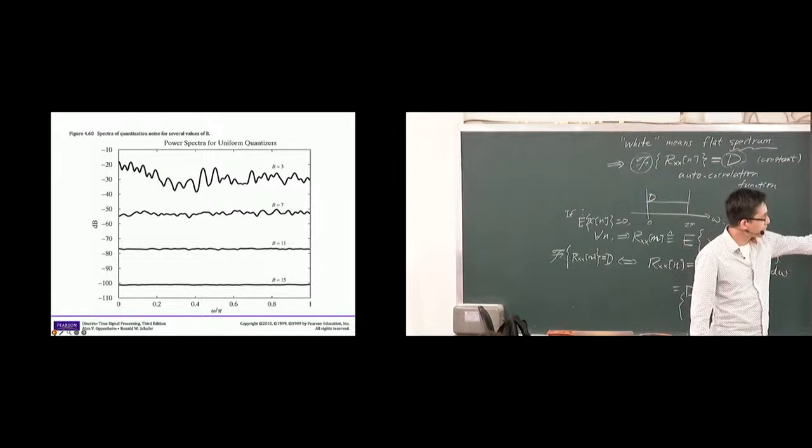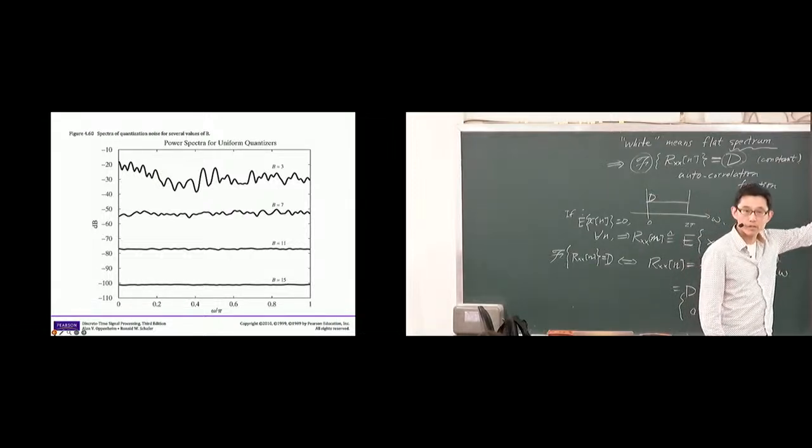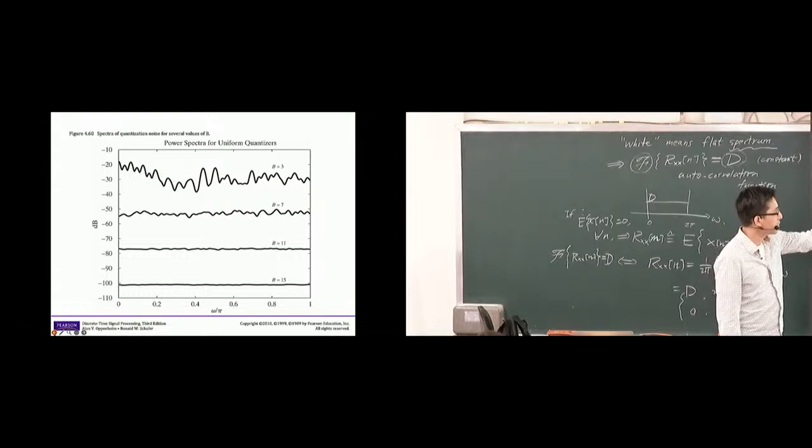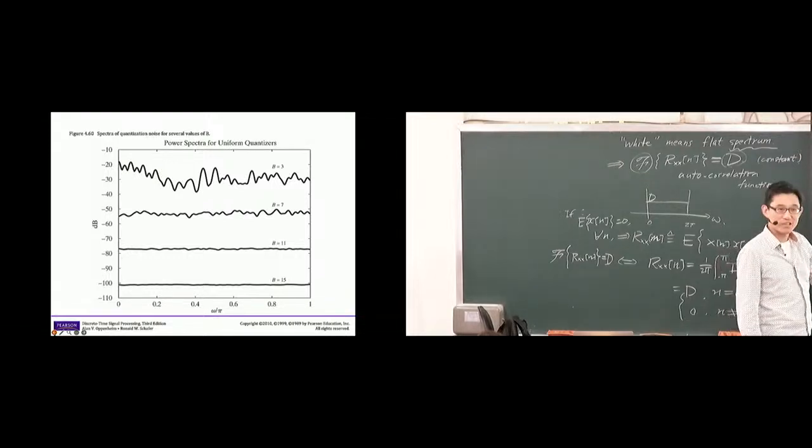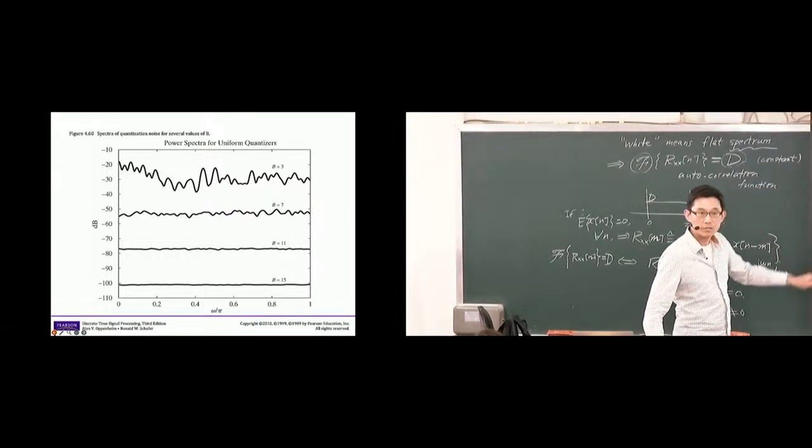With 4 bits, not really flat. 8 bits, getting better. 12 bits, even better. Better and better, and this is the best among the 4, the flattest spectrum right here at the bottom. You can also notice the unit here is dB.